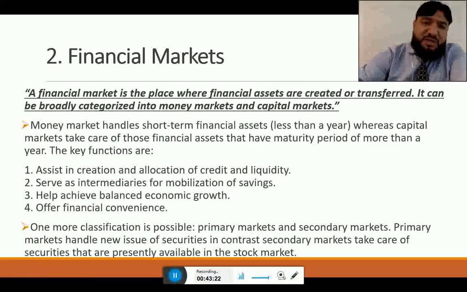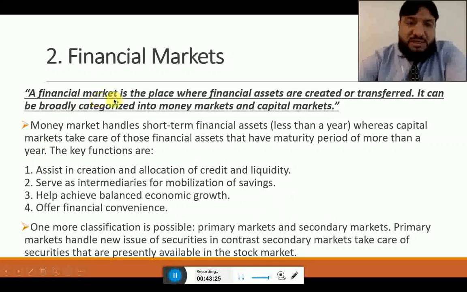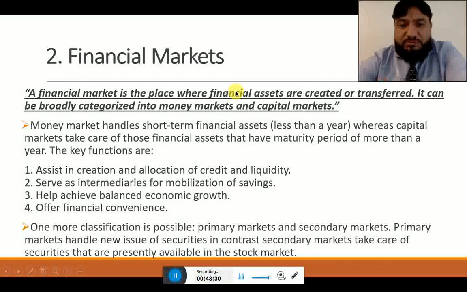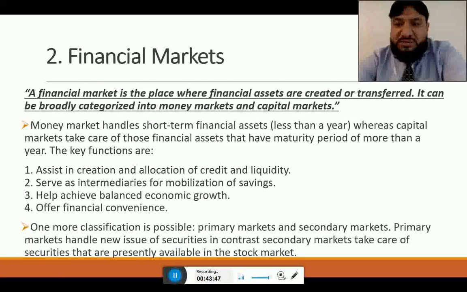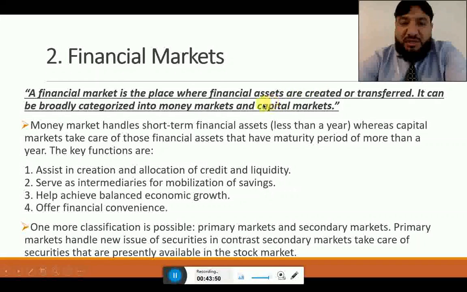Next component is financial market. Financial market, as I earlier discussed, it's a place where financial assets, short-term or long-term, we will discuss them in great details in upcoming chapter, are created or transferred. It can be broadly categorized into money market and capital market. Financial markets are of two types. As I earlier said, financial assets are of two types, long-term and short-term. Similarly, financial markets are categorized into two, money market and capital market. Money market is for the short-term financial assets, while capital market is for the long-term financial assets, right?